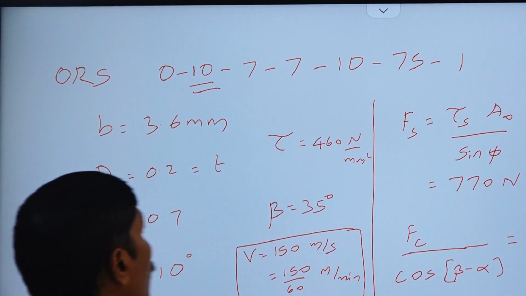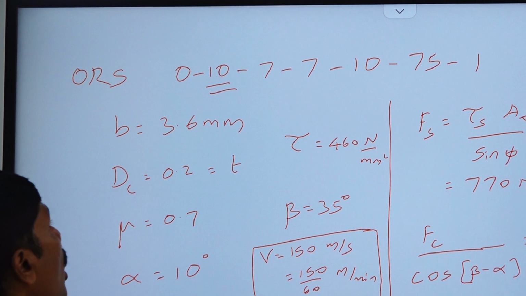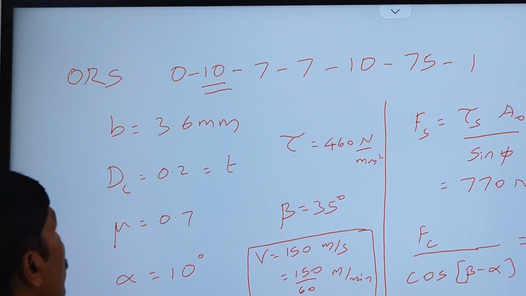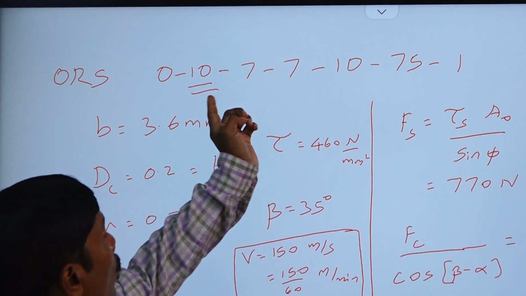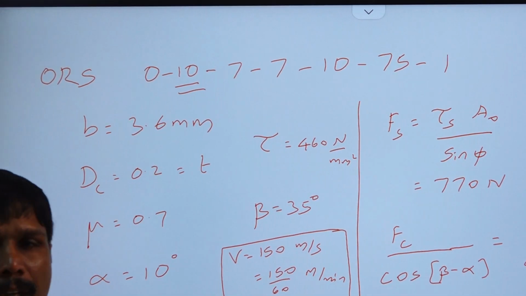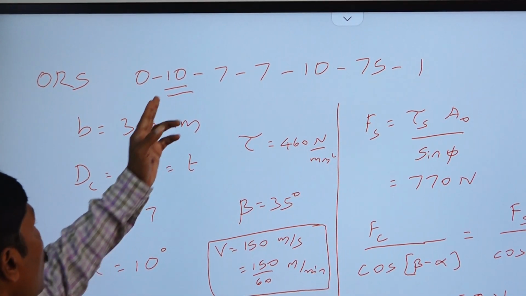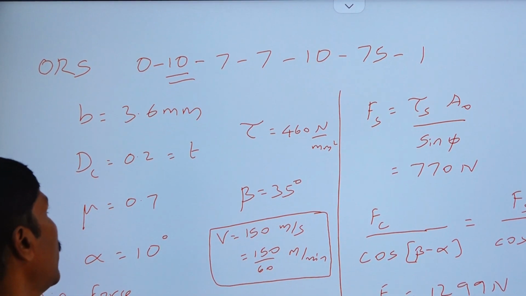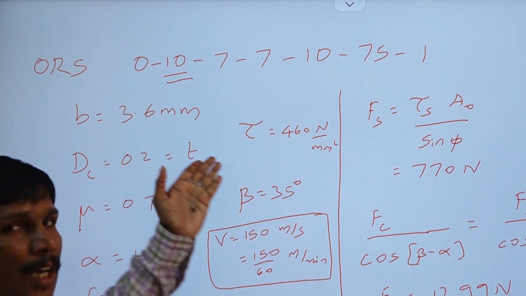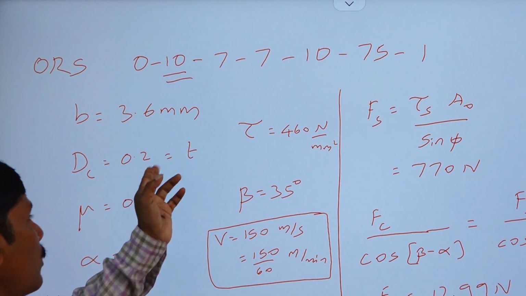It is an orthogonal cutting problem. The tool nomenclature is represented in the orthogonal rake system: 0, 10, -0, 10, 7, 7, 10, 75 and 1. So it is the 7 numerals nomenclature. We have to find out that 10 is the rake angle, and B is the width, 3.6 mm. The depth of cut is 0.2.